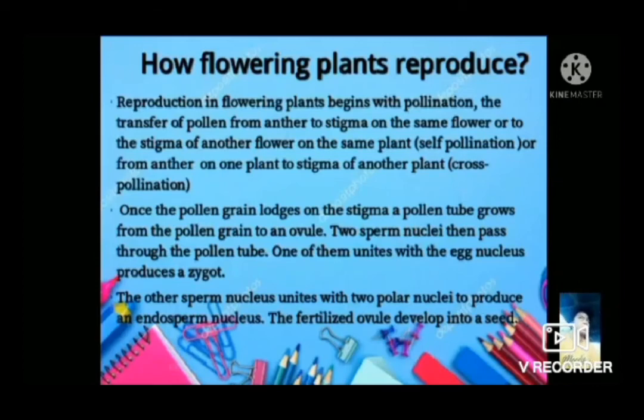Or from the anther on one plant to the stigma of another plant. Cross-pollination. Once the pollen grain lodges on the stigma, a pollen tube grows from the pollen grain to an ovule. Two sperm nuclei then pass through the pollen tube. One of them unites with the egg nucleus and produces a zygote. The other sperm nucleus unites with two polar nuclei to produce an endosperm nucleus. The fertilized ovule develops into a seed.